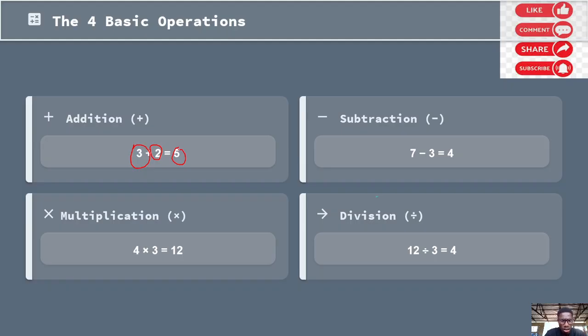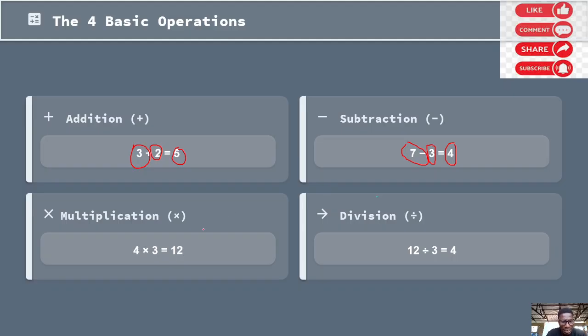Now let's move to subtraction. Subtraction means taking numbers away. So assuming that you have 7 candies, as you can see on the screen, and then you take 3 out of it. So that 3 is out of the 7 that you were having. So how many candies will you be left with? That is absolutely 4. So that is it about subtraction, taking away.